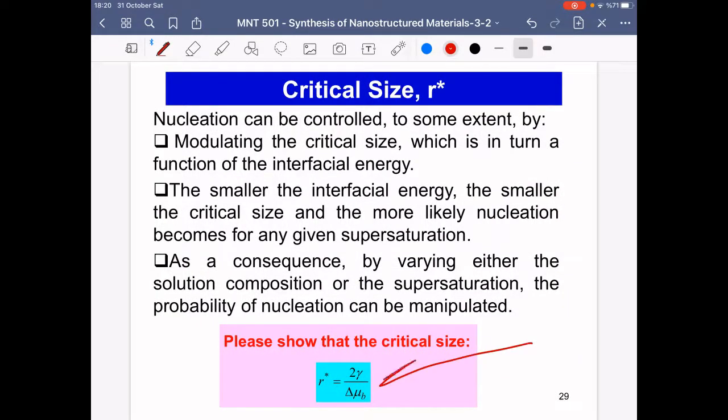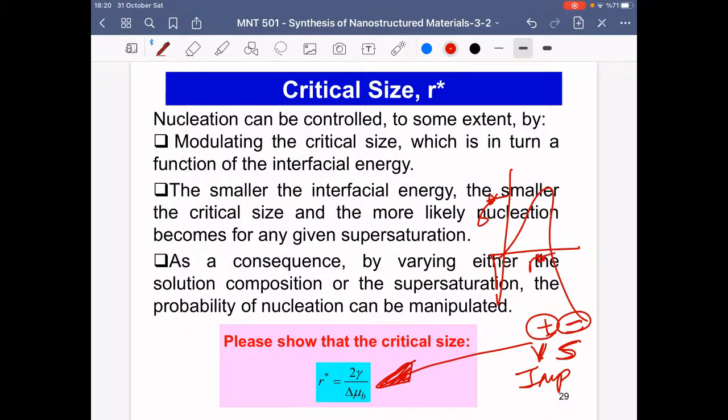So this is important. How you control this, why it is negative, why it is positive, the volume term, the surface term, the impurities, how I control the overall energy behavior is very important to understand.